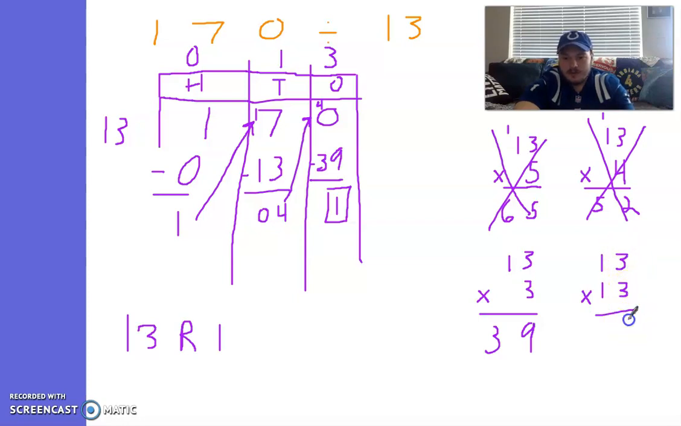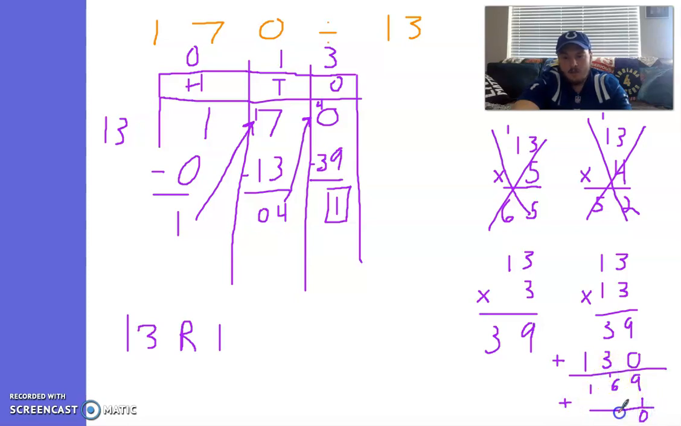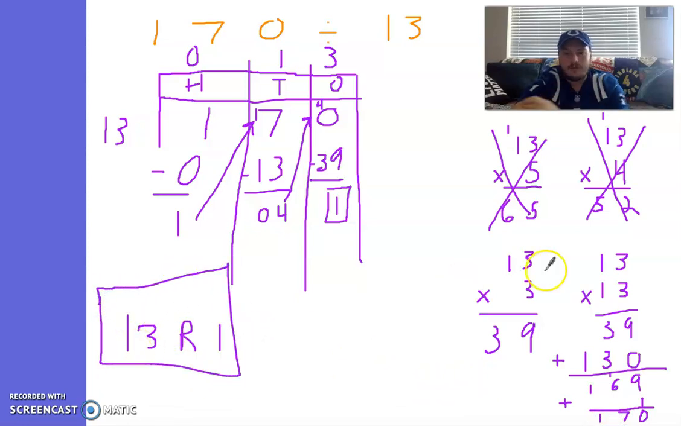3 times 3, 9. 3 times 1, 3. Put my 0 because I'm moving from the 1s to the 10s. 1 times 3, 3. 1 times 1 is 1. Add this together. Get 9, 6, 1. Add my remainder. 169 plus 1 is in fact 170. So I know 13 remainder 1 is my answer.